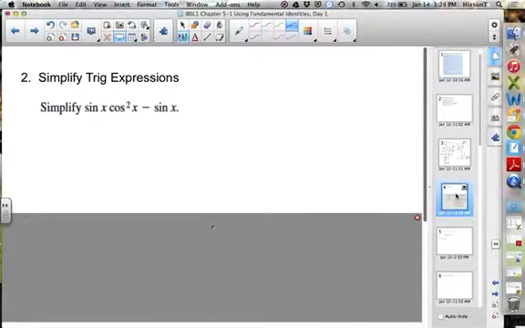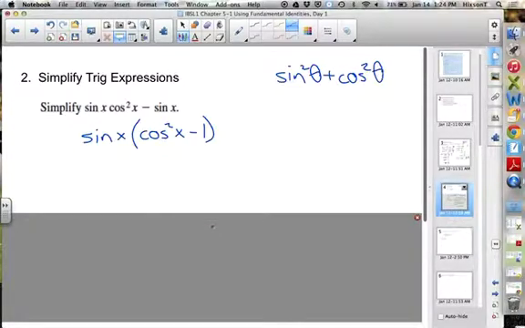Sine of x times cosine squared of x minus sine of x. What do you see that you could do? Tristan? Okay, we could factor out a sine. All right, and we get cosine squared x minus 1. Okay, what does that actually equal? Sine squared. Gotta be careful with this one. Negative. There we are. Okay, remember our identity, sine squared plus cosine squared equals 1.